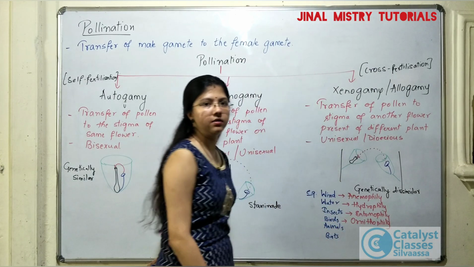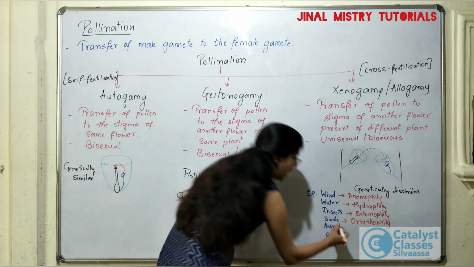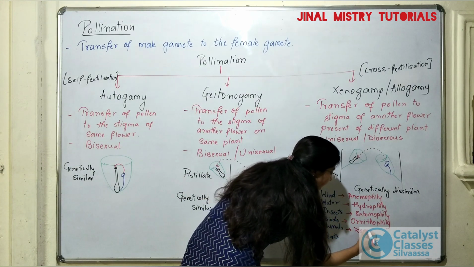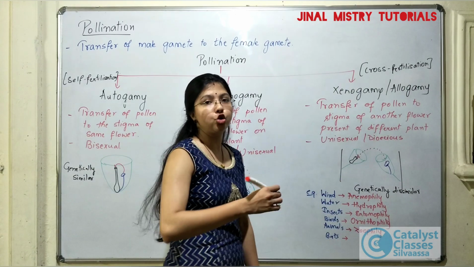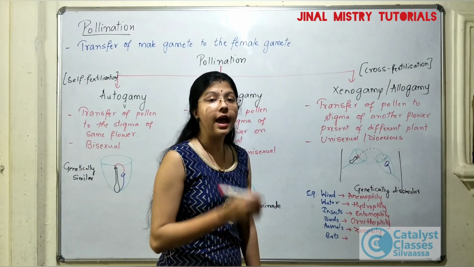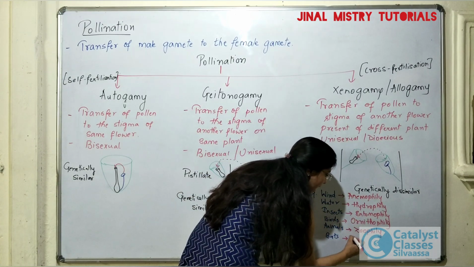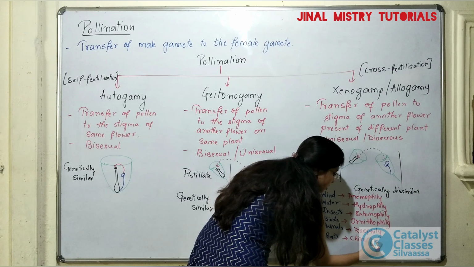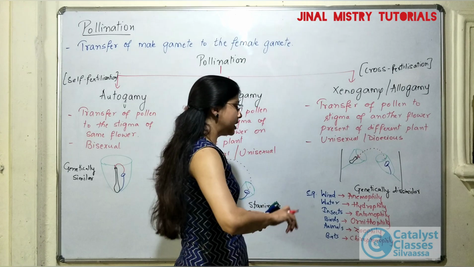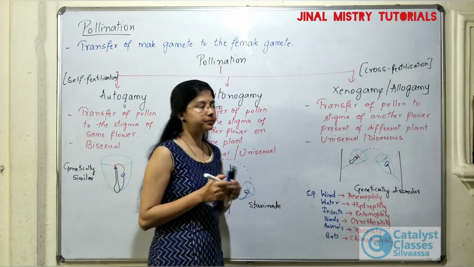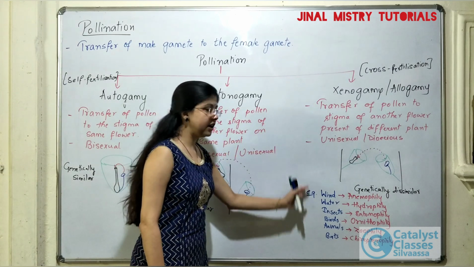When agencies like wind are involved, it will be called anemophily. Animals, if they are involved, it is called zoophily. And if bats, yes, bats do act as pollinating agents, and if bats are acting as pollinating agents, then that process will be called chiropterophily. Okay, now since xenogamy is a type of cross-fertilization, there are different agencies involved.